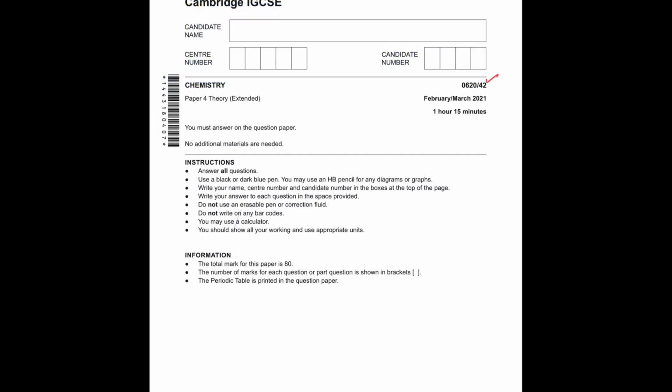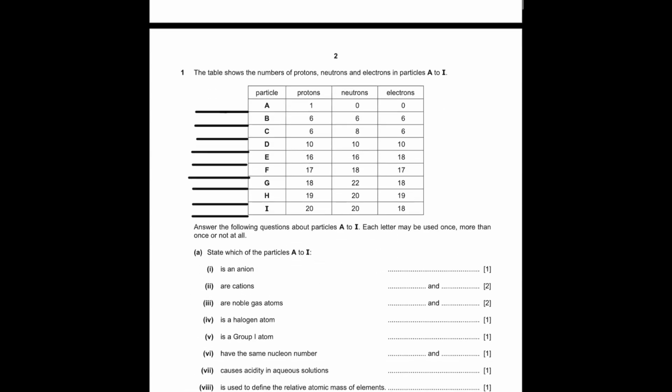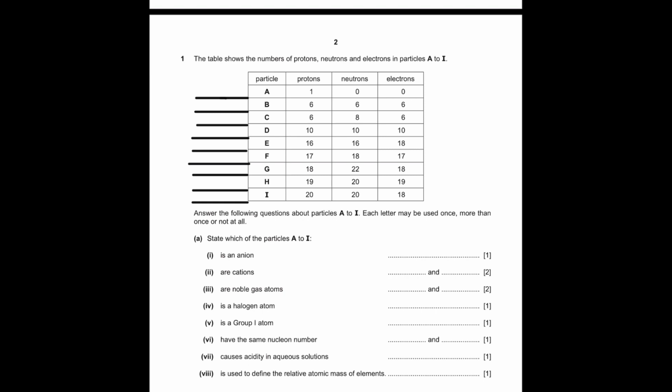So here, chemistry paper 4, Feb March 2021, 0620/42. In question 1, he is asking about the table given, where the number of protons, neutrons and electrons are given, and he's asking different questions. So first, I think we should write the electronic configuration so that it is easier for us to answer the given questions. For the first, it has just one proton, one electron, and after that it becomes an anion, a cation.